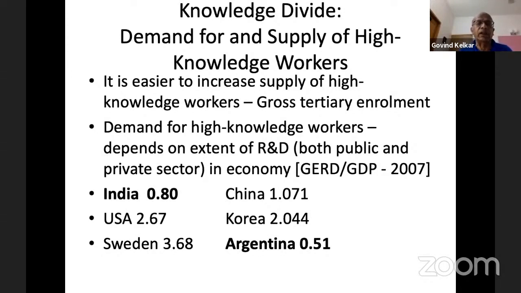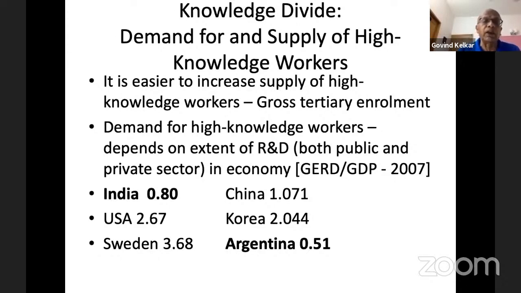Now, India has done something. I know 15 years ago when I went to Italy to discuss value chains, some colleagues asked me over there, how come India, which is such a poor country, has got such a large number of IT engineers all around the world? Now, the point is exactly this. It is easy to increase the supply of high knowledge workers, which is done through increasing gross tertiary enrollment. So we have increased our supply of high knowledge workers in IT and in the medical profession, but our demand for them has not increased to the same extent. Therefore, we have become exporters of high knowledge workers.